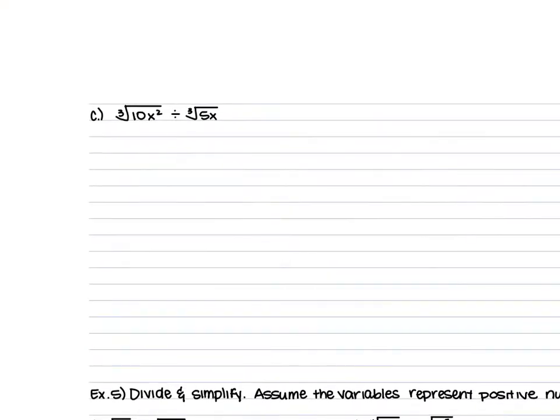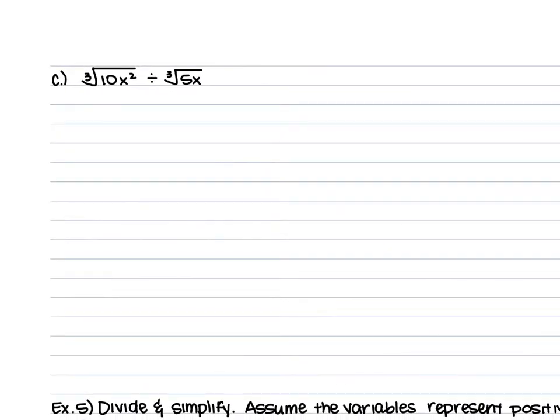The next part of your lesson, or no, sorry, example C. We still have one more example in this part. All right, so for example C, we have the cube root of 10x squared divided by the cube root of 5x. So we're going to rewrite this as the cube root of 10x squared over the cube root of 5x.